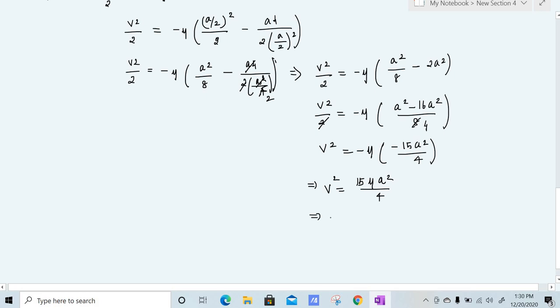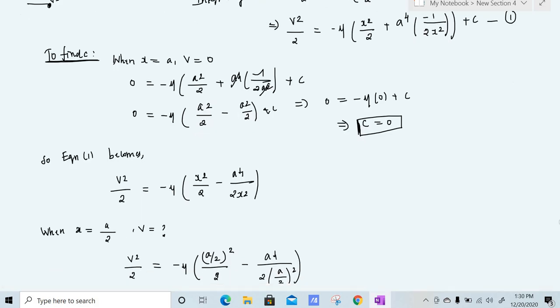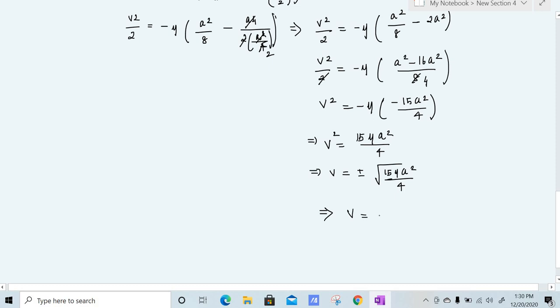V square. This implies v is equal to plus or minus square root of 15 mu a square divided by 4. Now this velocity should be taken as minus because it is moving towards the origin, right? So we can consider only minus. So v is equal to minus root 15 mu by 2 into a, right? Square root of a square is a and root 4 is 2. So this is our velocity at x is equal to a by 2, right?